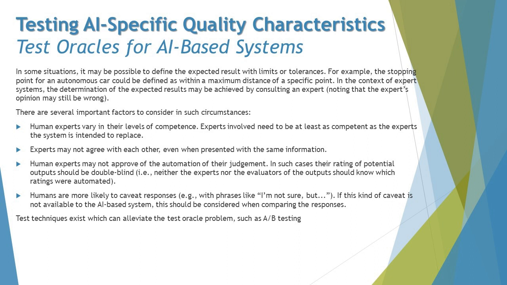And humans are more likely to give hedged responses with phrases like "I'm not sure, but...". If such hedging is not available to the AI based system, this should be considered when comparing the responses. So here we are talking about all those things which a human mind certainly takes into account when talking to people. For example, if I'm not sure but I'm still making a statement, I think that's very contradictory, to be frank. You should not be making any statement if you're not sure about it. But you do have your opinion.